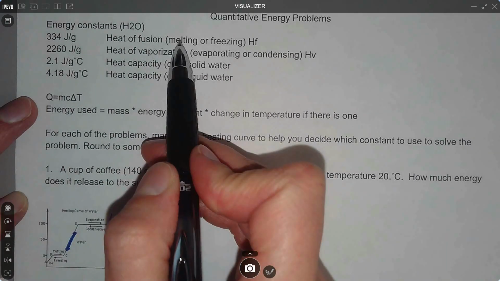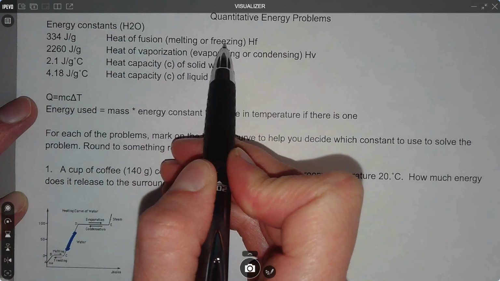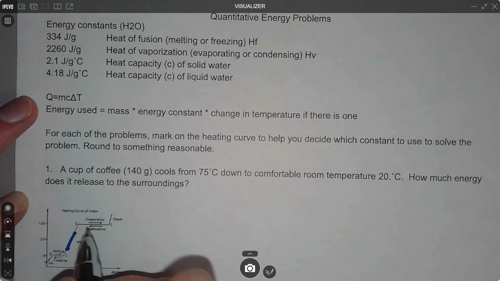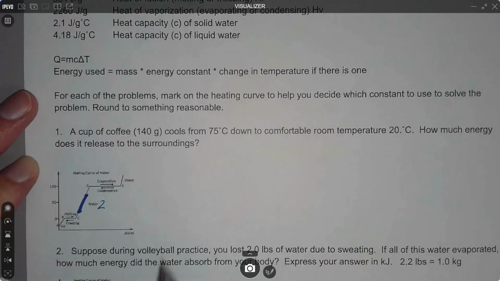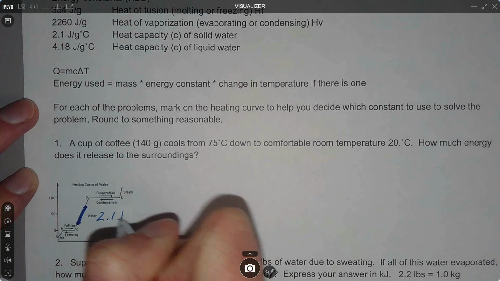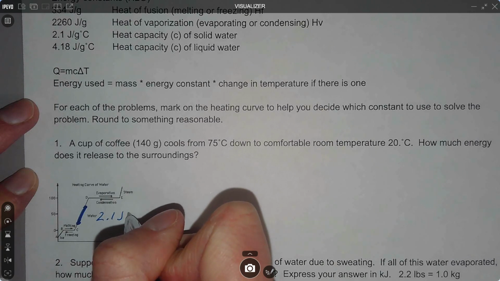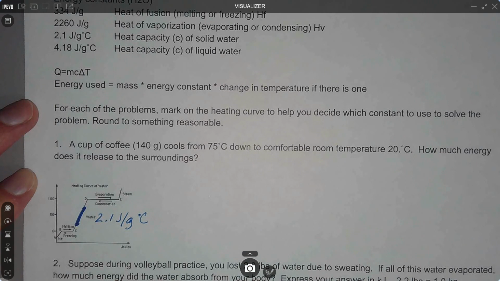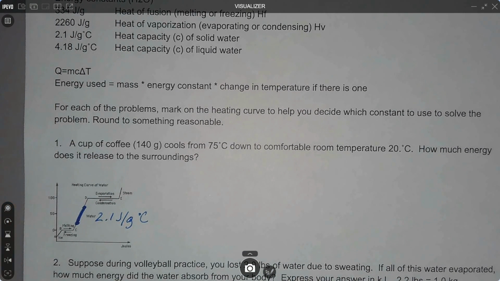Heat of fusion is talking about melting or freezing. Heat capacity of liquid water, that's the one we're talking about. So write it on there for yourself. 2.1 joules for every gram for every degree Celsius. Okay?